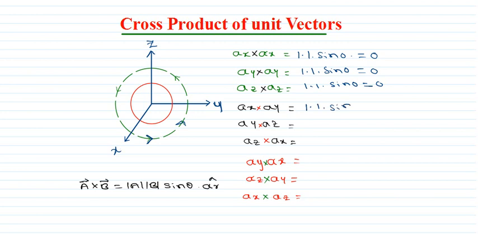This is a positive angle, right? So when I'm moving in this direction, this is going to be a positive angle. So I'm going to get sine 90 degrees. And sine 90 is equal to 1. So the result is 1 here.